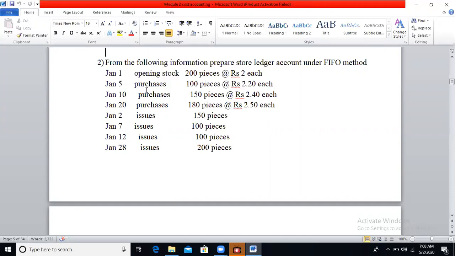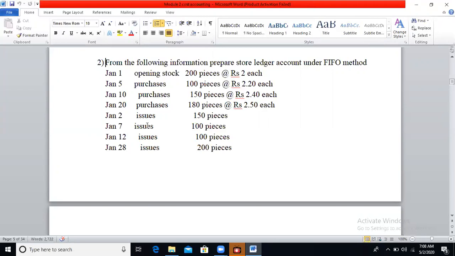And here they have given opening stock. The opening stock will be considered in the balance column. All the purchases will be considered as receipts and should be recorded in the receipts column. And for issues, you have to decide which price to consider. As per the FIFO method, the first purchase price prevailing in the balance column should be considered.